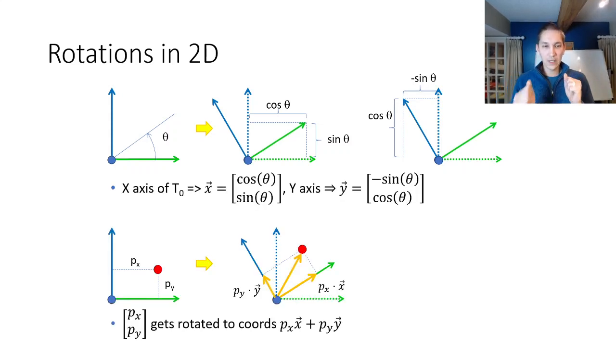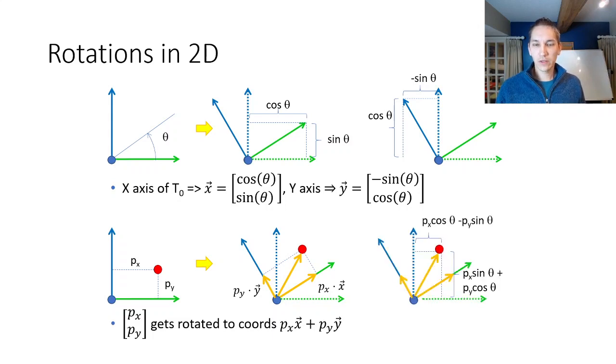So px and py are the coordinates of this point P. As we rotate the frame t0, since we know that this point is attached to that frame, we can represent the coordinates px and py as coefficients multiplying the x vector, the x-axis and the y-axis of the original frame t0. So these coordinates px, py get rotated to the coordinates px times the x vector plus py times the y vector's coordinates.